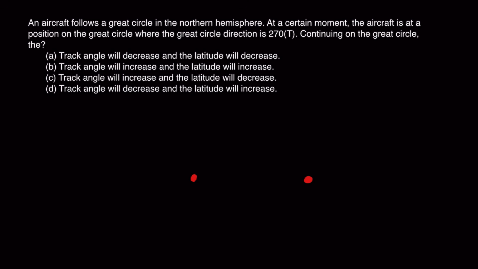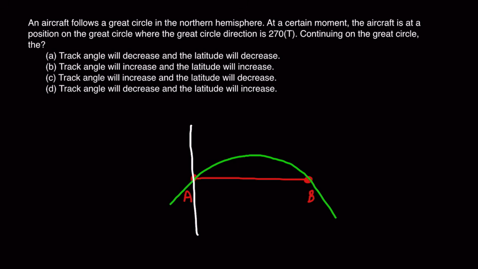These 2 points, A and B. This is the Rhumb line track. Since it is another hemisphere, the great circle track will look like this. These are two longitudes. Now, the aircraft is following a great circle track, and at some place the direction of that great circle is 270 degrees.